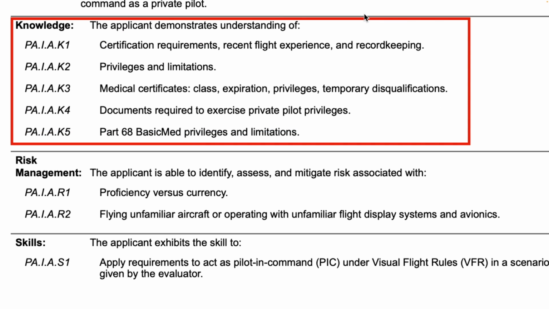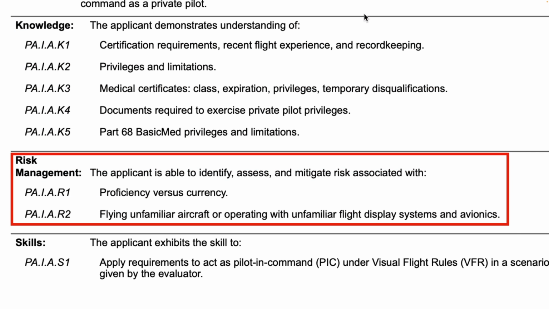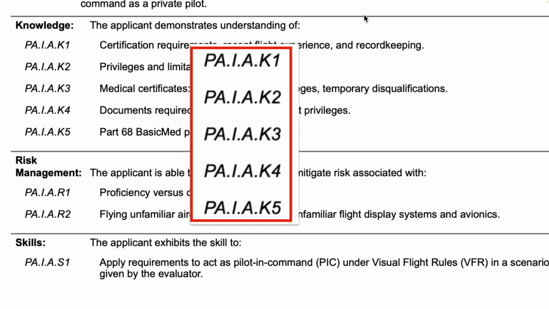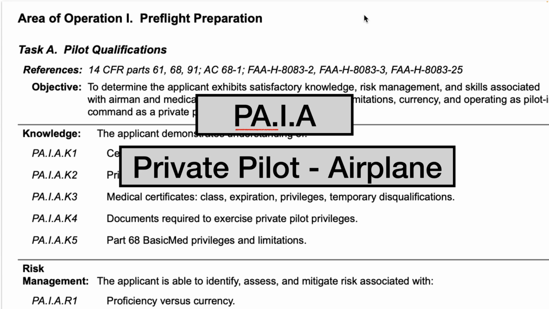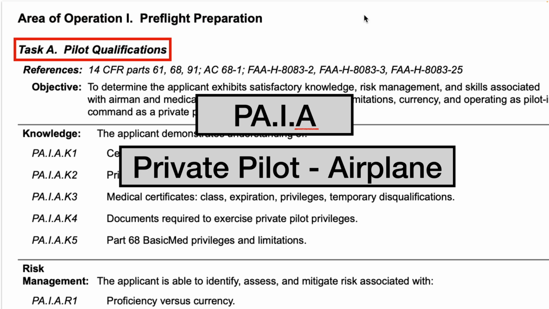In each table, you will see a knowledge section, a section on risk management, and a section on skills. In each of these sections, you will see a list of tasks that are coded. The PA in this edition of the ACS stands for Private Pilot Airplane. The I stands for the area of operation, which in this case is pre-flight preparation. And the A identifies the first task, which in this case is pilot qualifications.